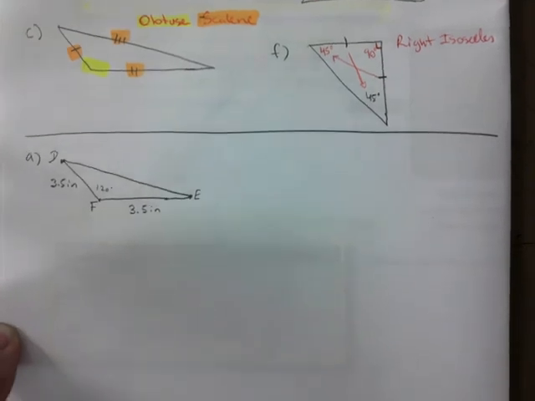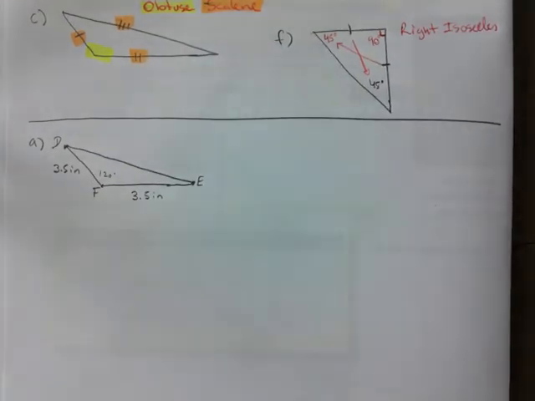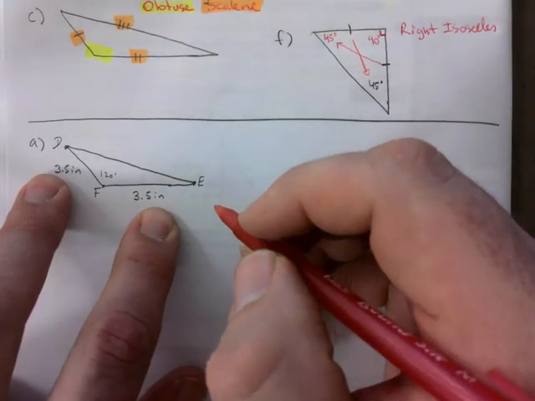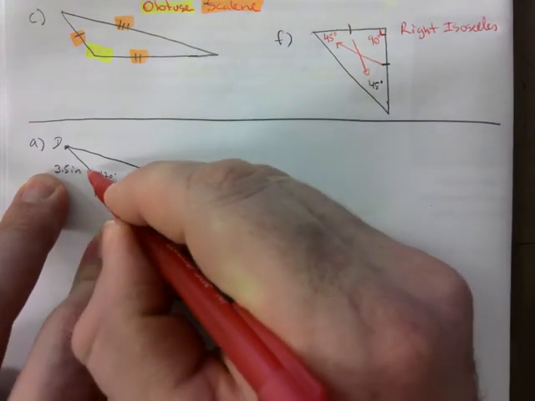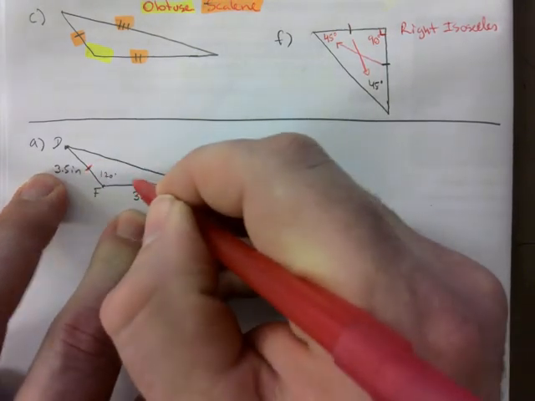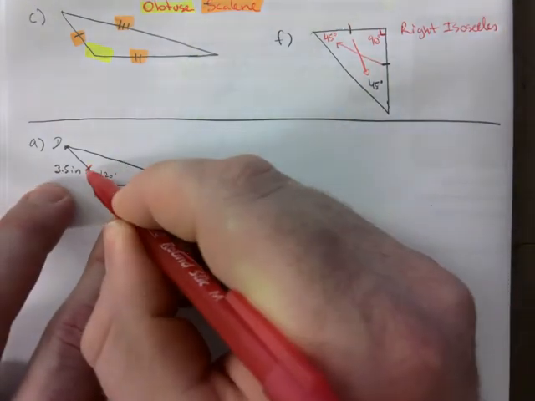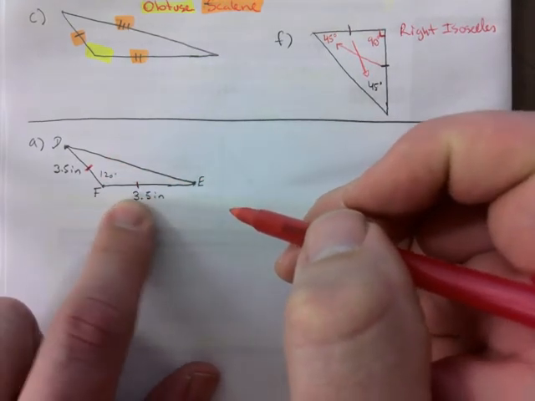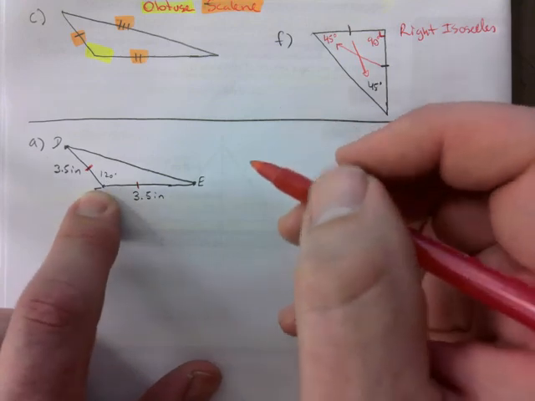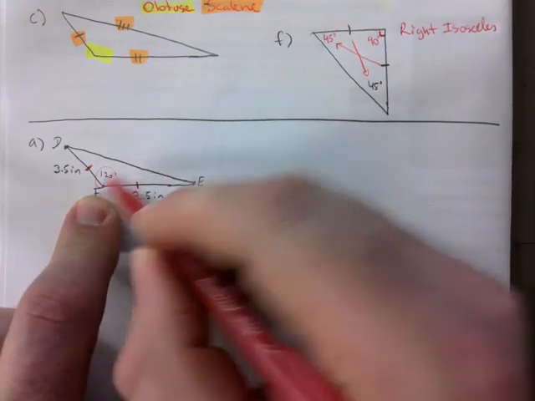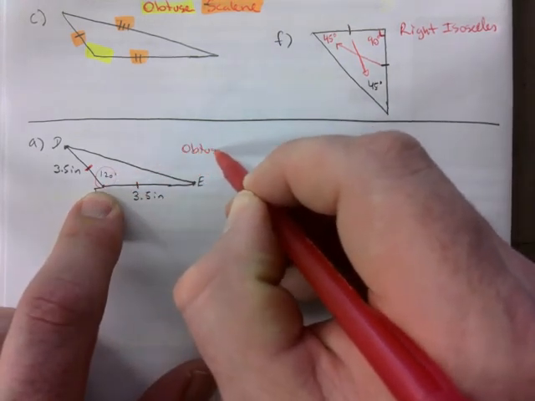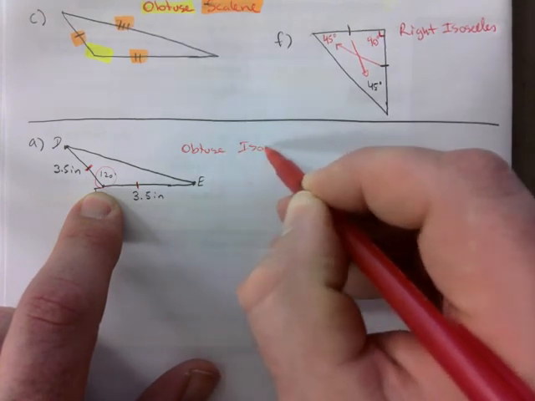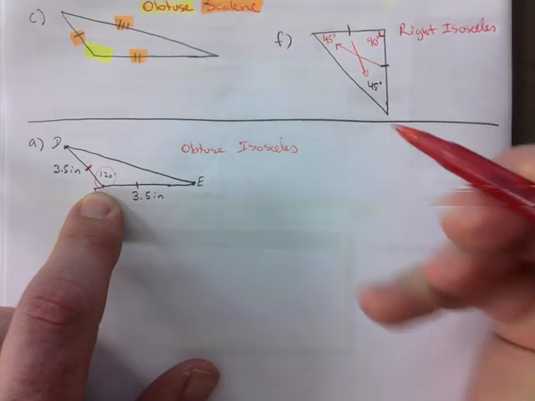But what if you had something like this? No markings, right? But if these two side lengths are the same, you just go put those markings in there, and then you're basically saying it's isosceles. And because of this here, it's going to be an obtuse isosceles. Okay?